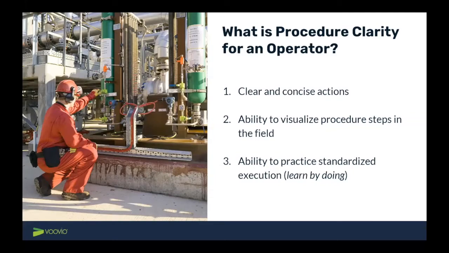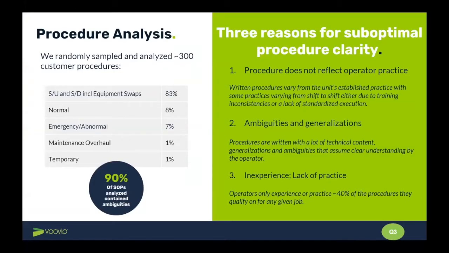So let's talk about clarity and what our analysis has determined. So we randomly selected 300 procedures over a variety of customer projects that we've implemented. And of the ones we've selected, the majority were startup and shutdown procedures, including equipment swaps. And 90% of those SOPs or procedures that we selected contained ambiguities and generalizations. And I'm going to show you what we mean by that.